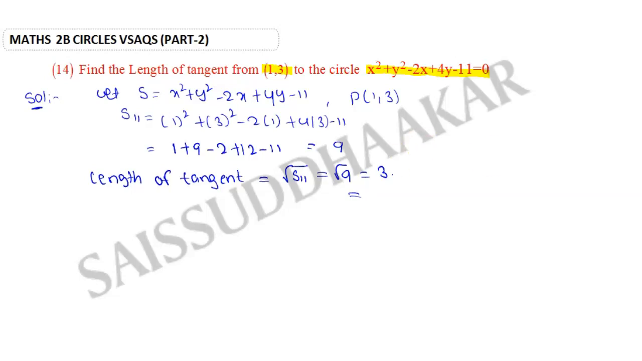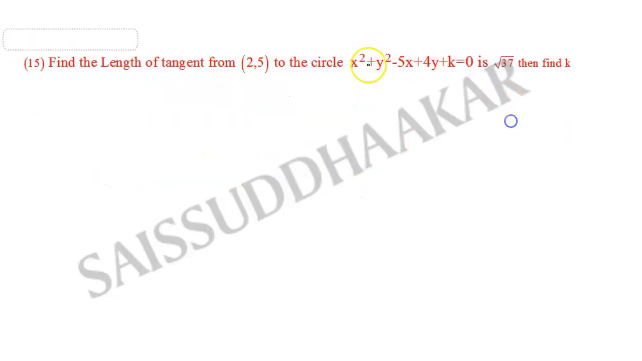Okay, now go for the next question. The question is: the length of the tangent from (2, 5) to the circle x² + y² - 5x + 4y + k = 0 is given by root 37, then find k. So in this question, root S11 is equal to root 37. Squaring on both sides, we get S11 = 37.